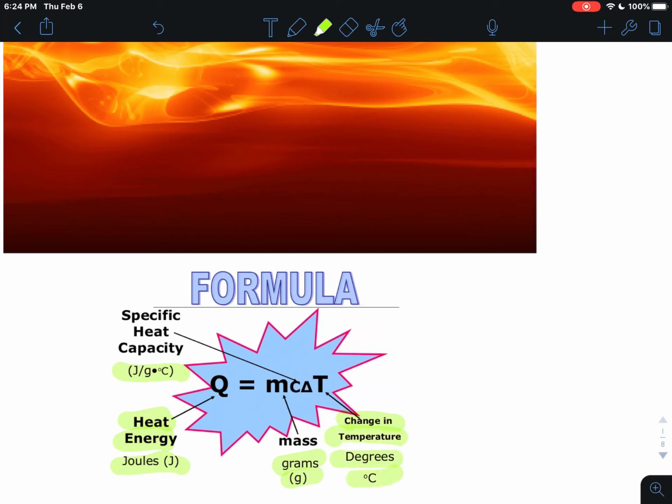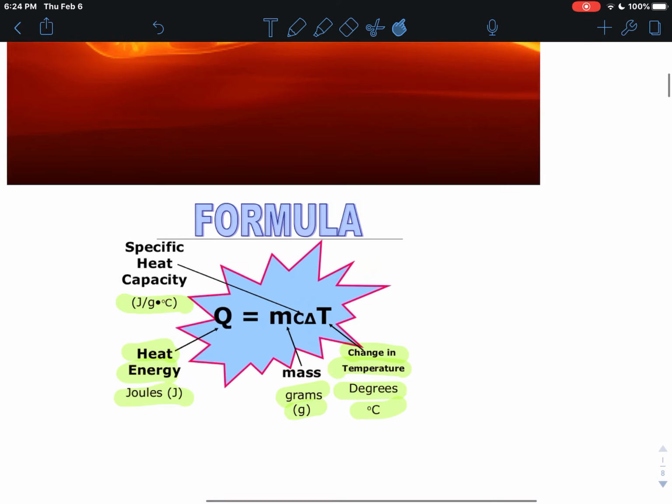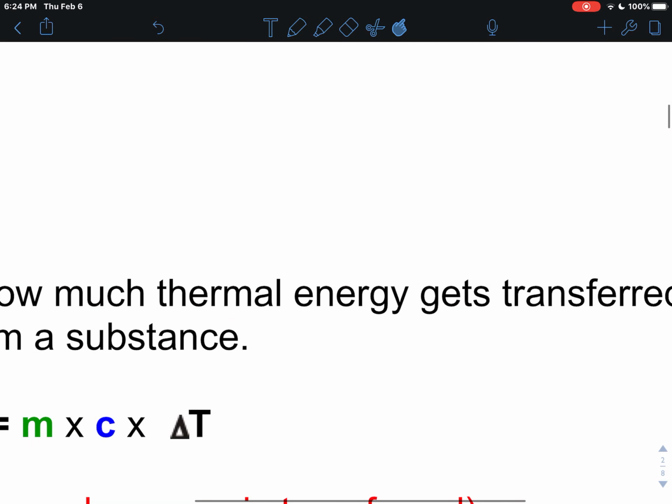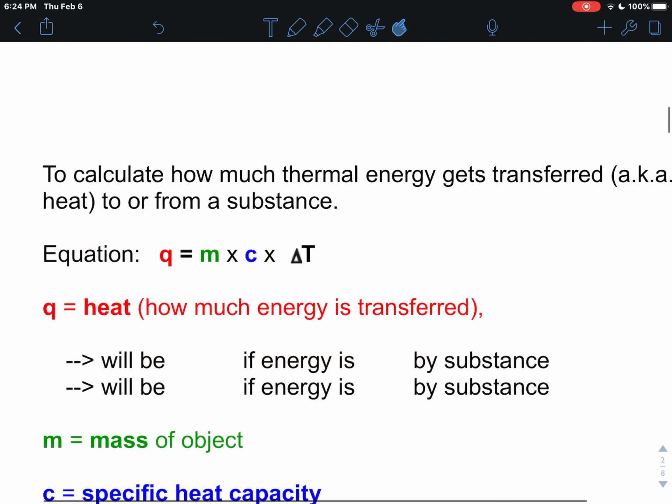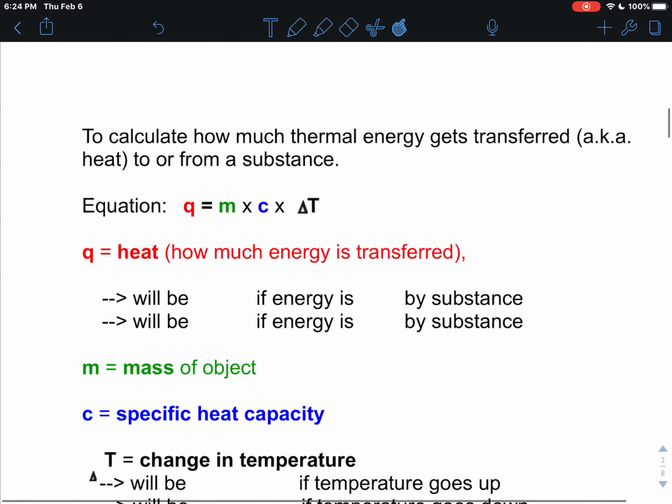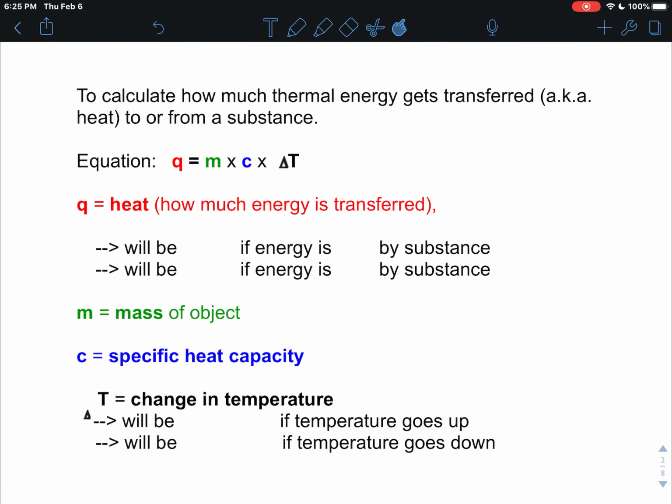When you put energy into an object, its temperature will increase. So what we're going to place here is how much the temperature changes, not just the absolute temperature, but how much it changes. Q is the energy that's being transferred.